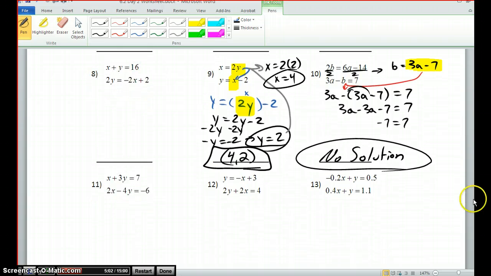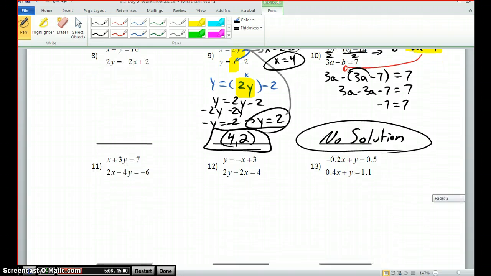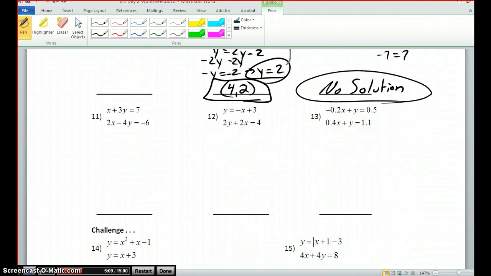Now let's work on tackling number 11 here. Number 11. So that was number 10. Let's do number 11. That's the last one I'm going to do for you guys. The answer key is located on our SharePoint site, and I'll write down that address in a second. But we're going to first pick one of the equations to solve for one of the variables. I'm going to choose the first equation, and I'm going to solve it for x. So I'm going to minus 3y, x equals negative 3y plus 7.